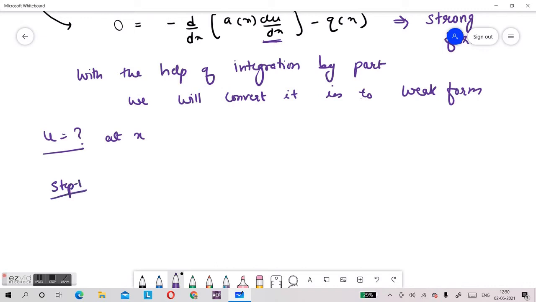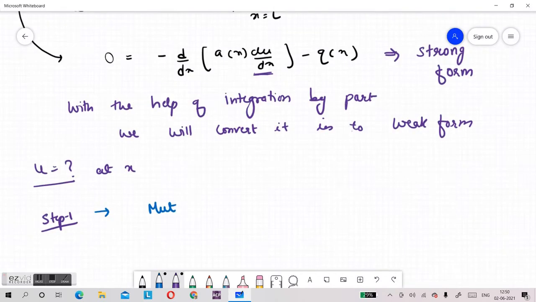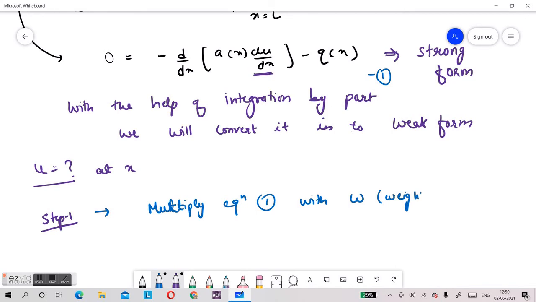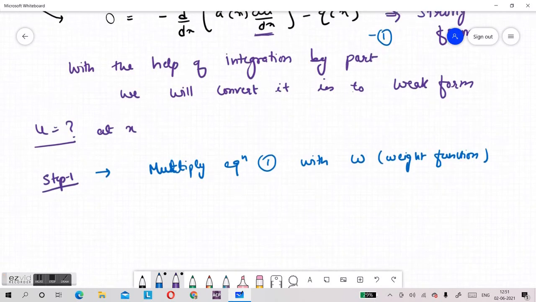In step 1, we will first multiply equation 1 with w, the weight function here. We are just doing a derivation. When we solve a problem, you will understand all the terms with examples. This will be very easy for you. So multiply equation 1 with the weight function w.